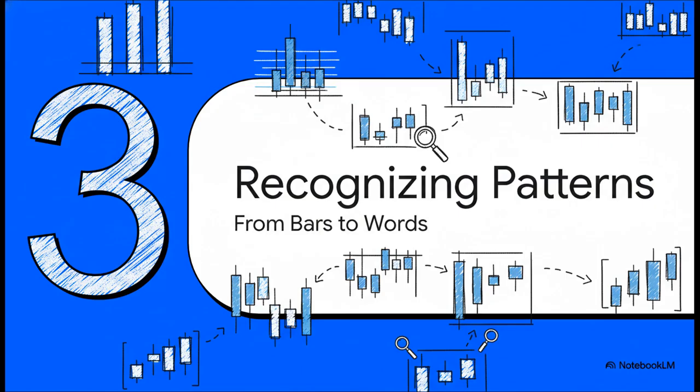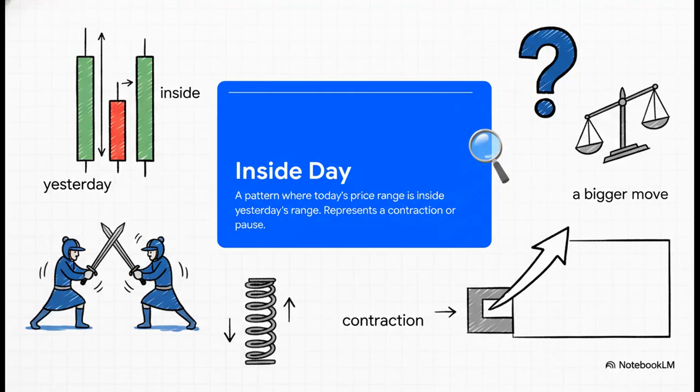And that's when you begin to see words, which are just simple, recognizable patterns. Here's a perfect example: the inside day. This is when a stock's whole trading range for today fits completely inside of yesterday's range. You can think of it like the market just taking a breath. The big tug-of-war was basically a tie. It's a sign of a pause, of indecision, and that often happens right before a big, decisive move.